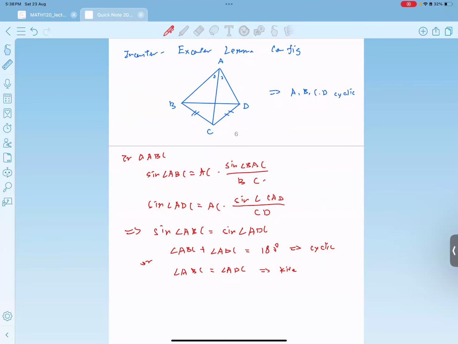Wait, what? So what are you trying to prove again? ABCD is cyclic. Okay. Yeah.